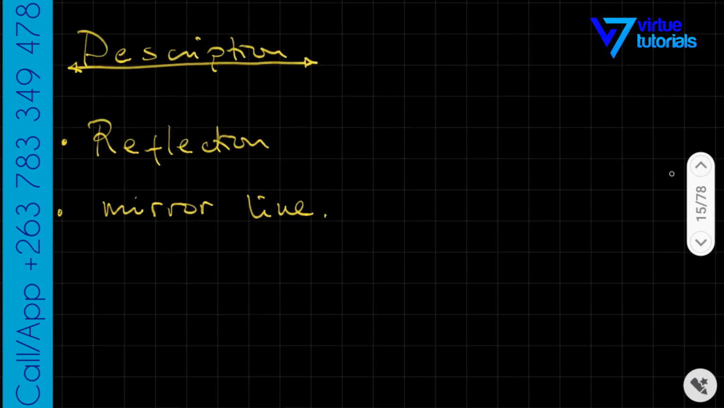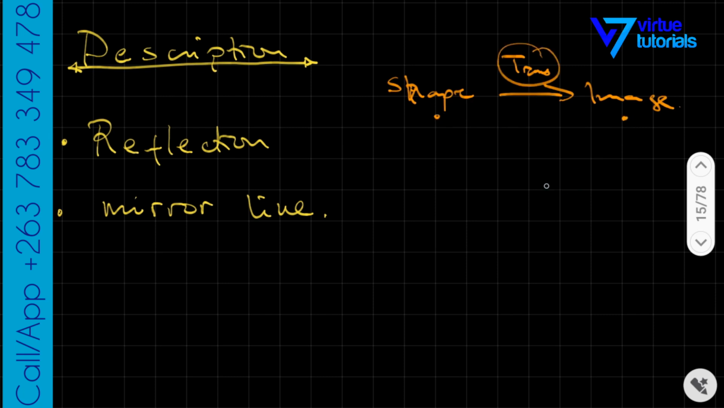Now, as we have explained earlier on, whenever you have transformations, you have a shape, a transformation that I'm going to call T, and then an image. You have to learn how to describe the transformation that maps shape onto image, to describe it appropriately. So whenever you study a shape and an image and realize that it's a reflection, there are two things that you have to mention in your description. You have to mention that it is a reflection. You also have to mention the equation of the mirror line.